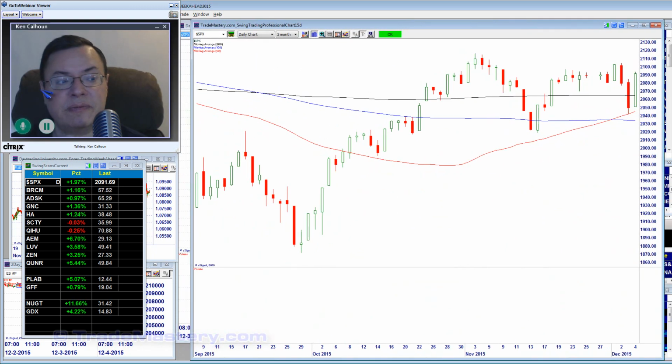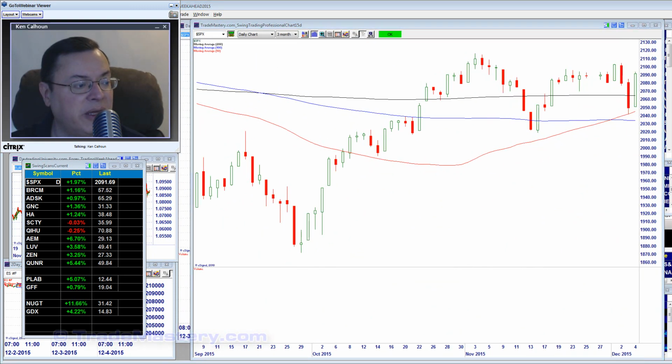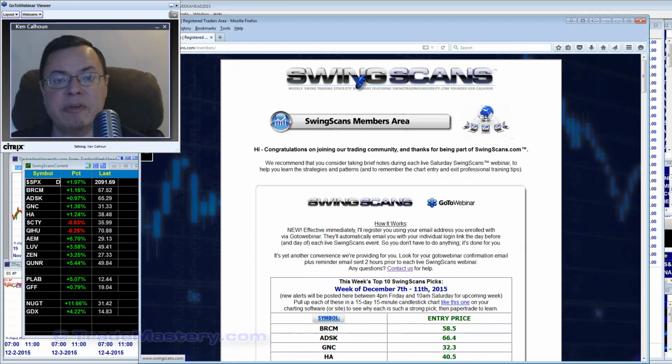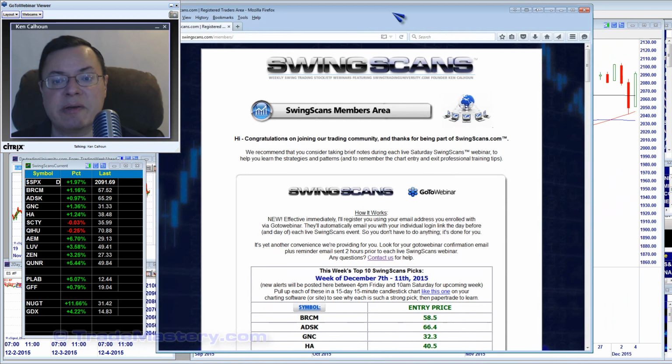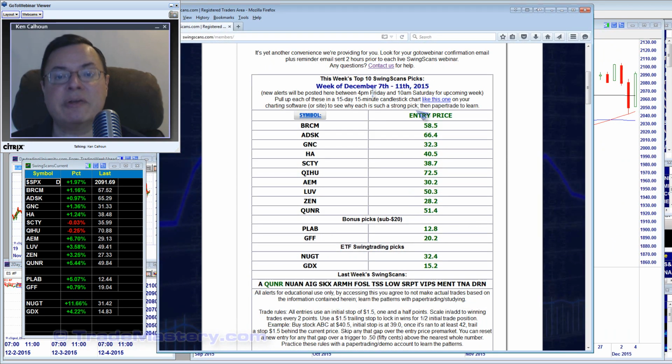So now, as you'll know from the Swing Scans members area, what you guys get each week is a look at not only the tickers that we cover, but very specific entry prices to use as well. Okay, and again, just paper trade these. They're all for educational use only, but we've got 10 of the main picks. You saw how well the last week's ones work. Bonus picks of things that are under 20 for those who like trading the less expensive stocks. I also cover 2 of those for you, as well as 2 ETFs. Nugget, the gold miners have been strong lately, so Nugget and GDX.